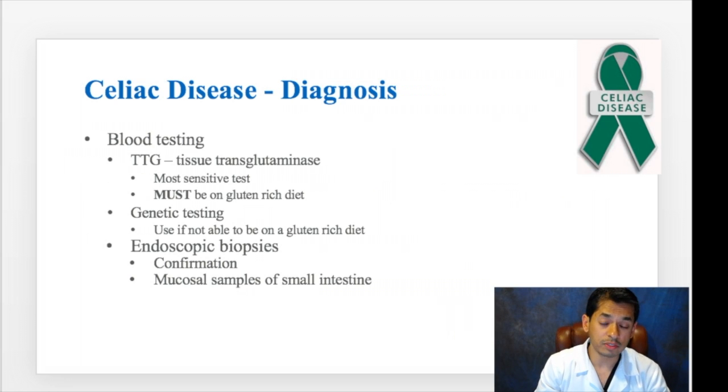Now, to summarize once again, there are a couple of ways we can diagnose celiac disease. One is blood testing, with a blood test called tissue transglutaminase. You can do genetic testing as well. And we can do endoscopic biopsies to confirm the diagnosis of celiac. With that, we can take samples of the small intestine through a biopsy to see the range of celiac that you may have and determine the degree of problems that you have from celiac.